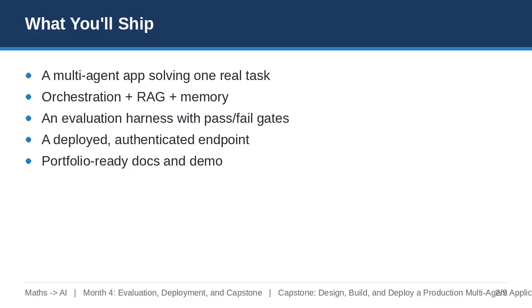Your deliverable has 5 pillars. A multi-agent application that solves one genuine problem. An orchestration layer over RAG and memory. An automated evaluation harness that gates quality. A deployed endpoint that's authenticated and observable. And finally, clean documentation with a demo so others can run and judge your work.